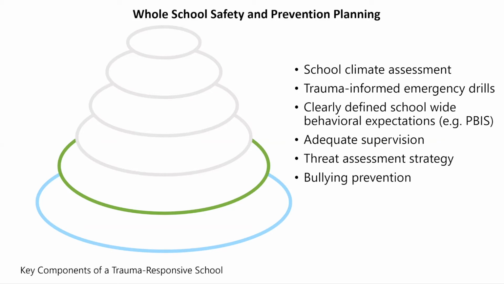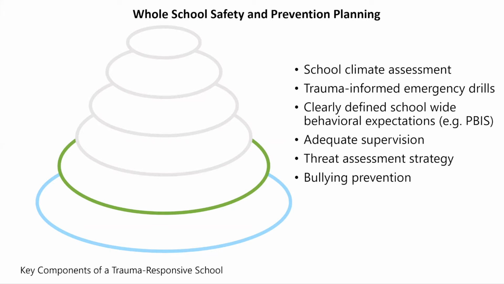Have we assessed our adequate supervision? What does our threat assessment strategy look like? And do we have bullying prevention strategies on campus? So those are the types of what we call indicators that go into the safety and prevention planning domain.